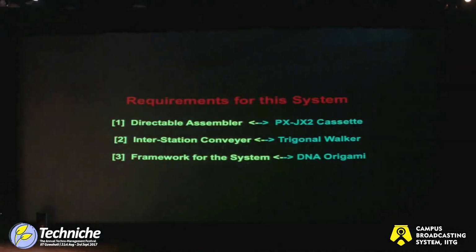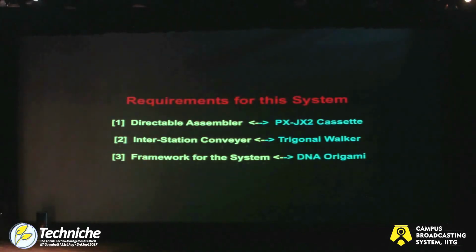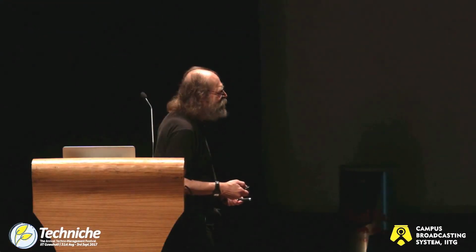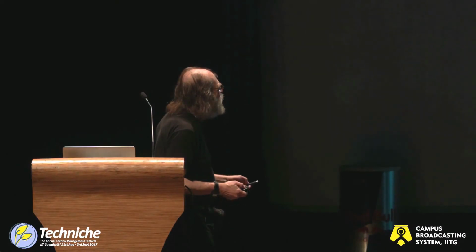That's the framework. So what we've done here is we've replaced the person with the PX-JX2 device, but fused with the origami, so it's in a cassette, and that's the framework. And then the interstation conveyor is another version of the same trigonal walker, except the tensegrity triangle, except that it's also the chassis. It's going to get increased in size.